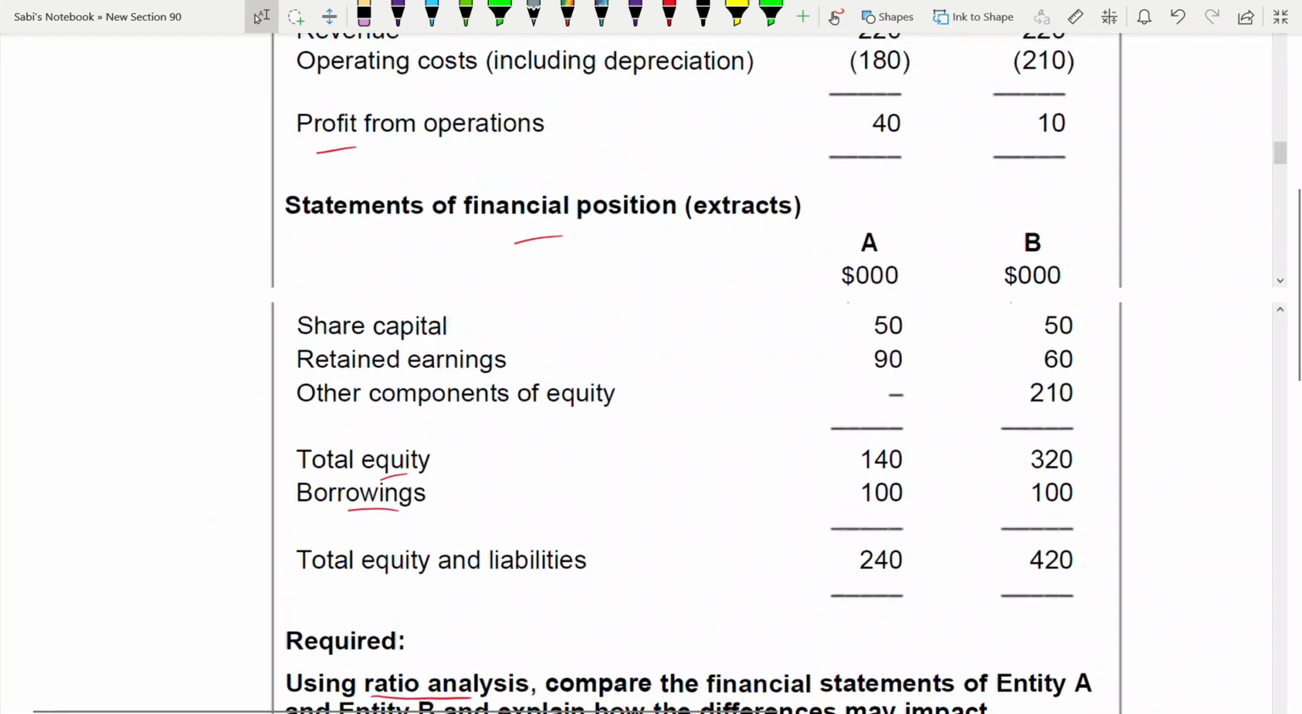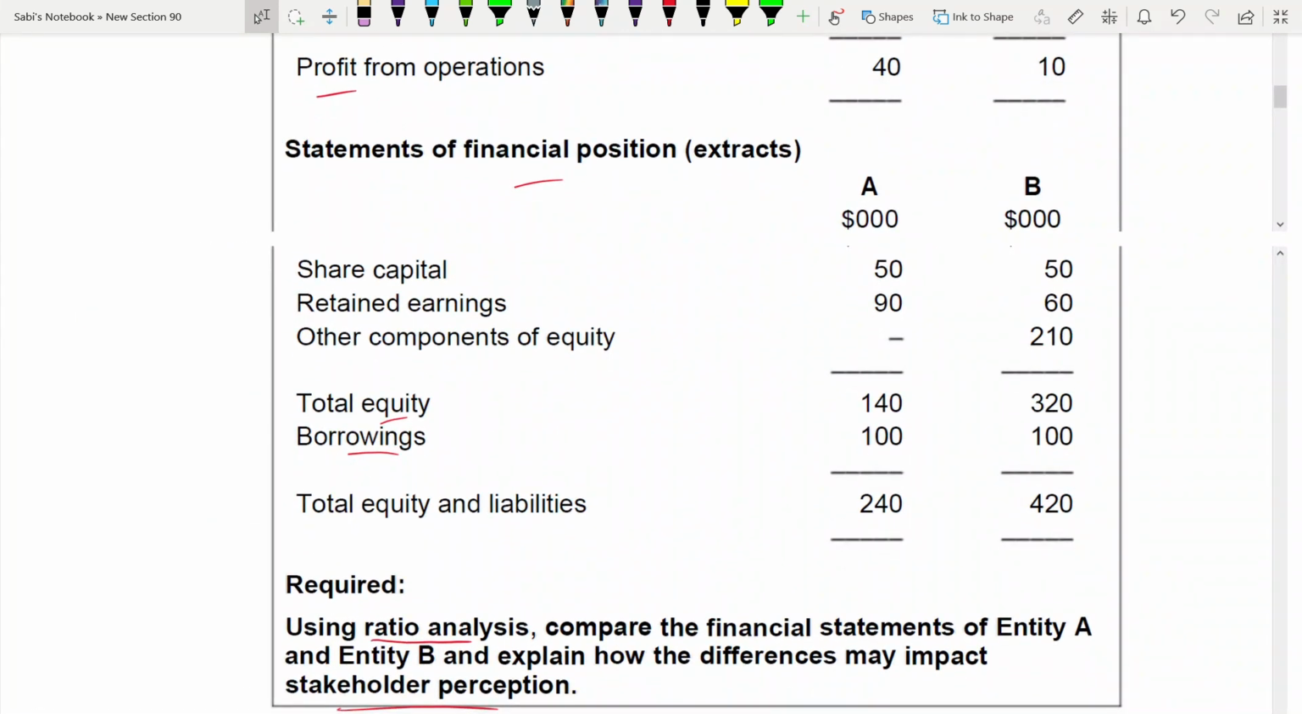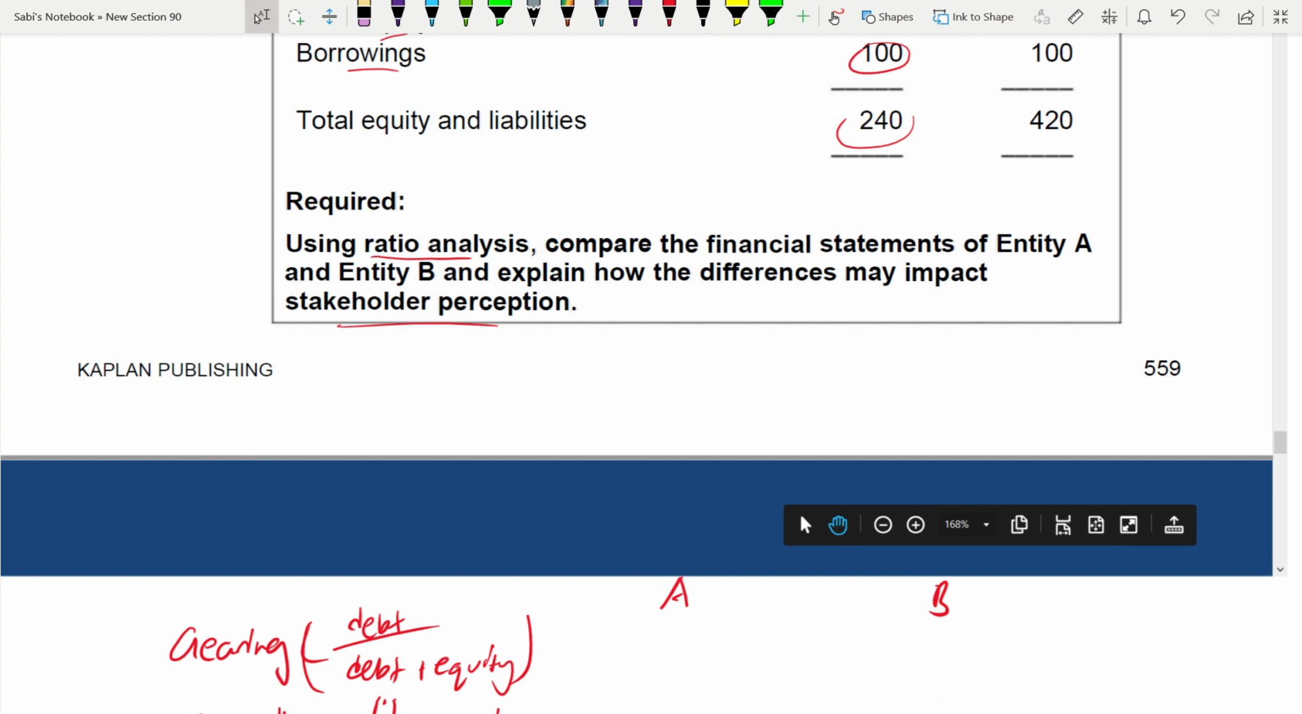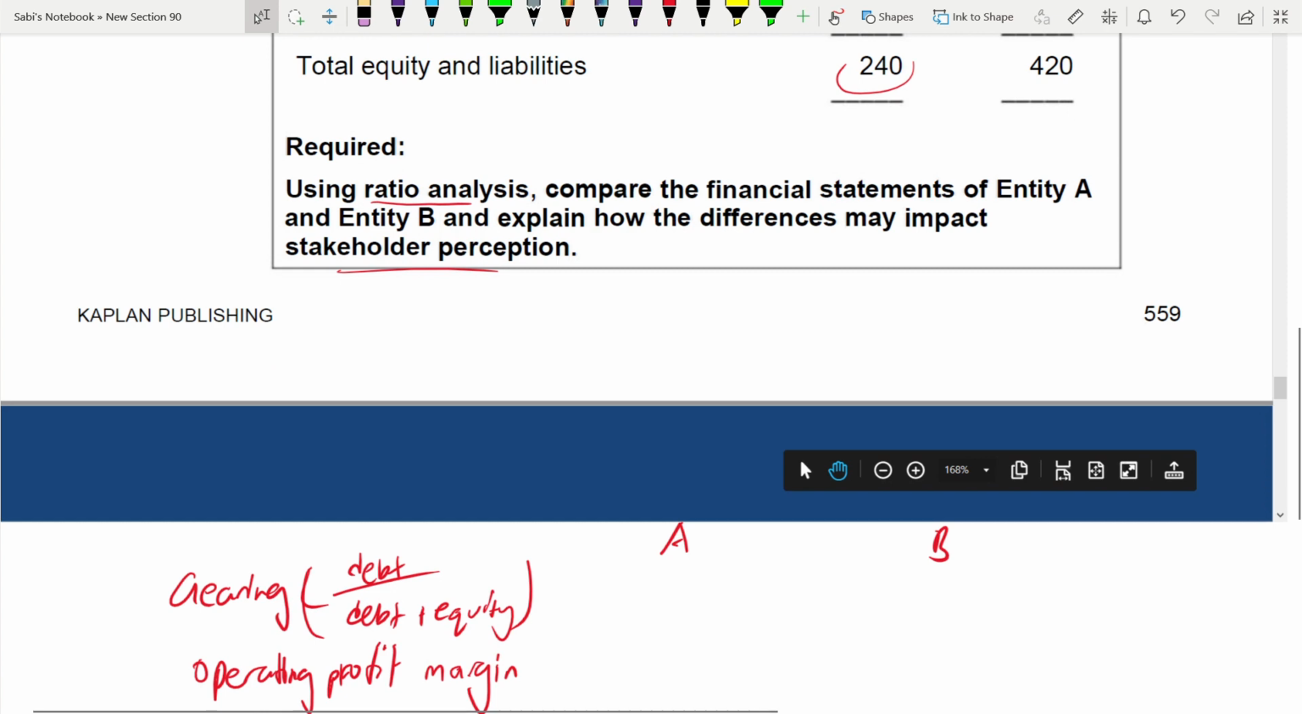So let's do the gearing for A. Debt. What is the debt? You have to take long term, that is your borrowing, 100. Total equity plus liability comes here to 240. So 100 divided by 240. How much? It's 41.7%. It is 41.6666 something, but round it up to one decimal place.